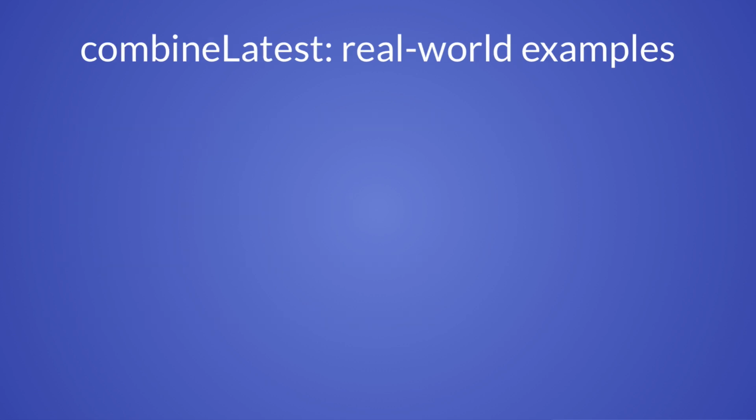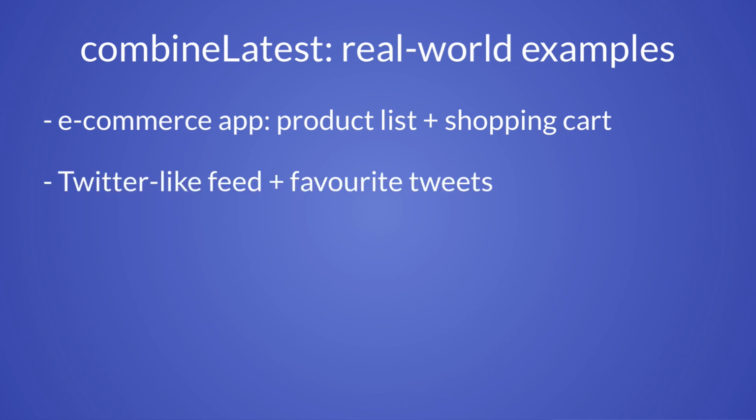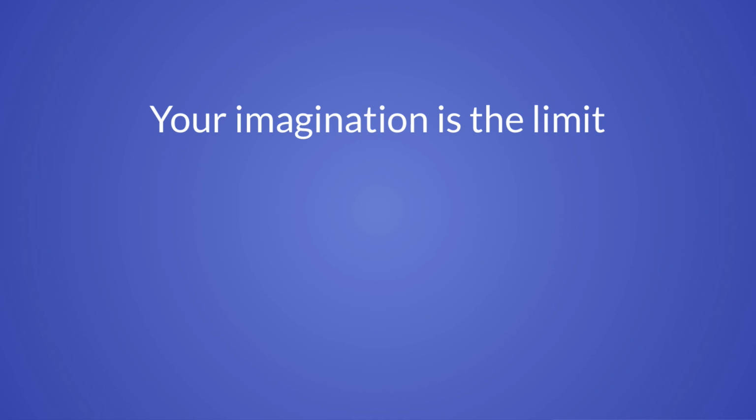So here are some real-world examples where you could use combineLatest. You could have an e-commerce app with a product list and a shopping basket, or maybe a Twitter-like feed with a list of favorite tweets. And a simpler example would be a user profile page with some basic data from Firebase Auth, such as the display name and the photo URL, and some custom data from a Firestore document, such as the age, bio, and some other custom fields.